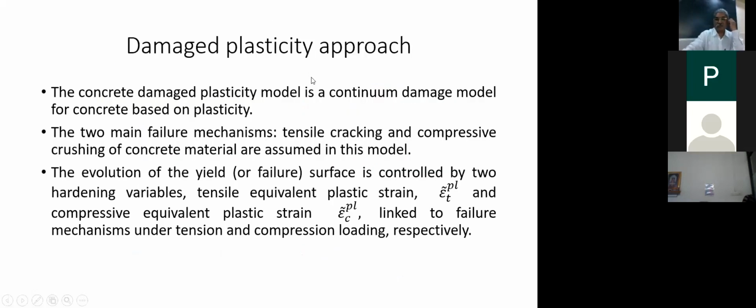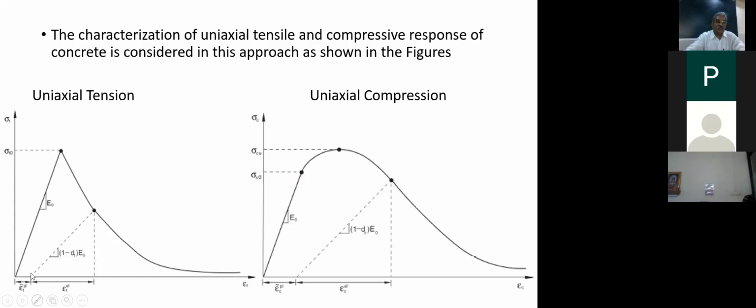Now, damage plasticity approach. The concrete damage plasticity model is a continuum damage model for concrete based on plasticity. The two main failure mechanisms, tensile cracking and compressive crushing of concrete material, are assumed in this model. The evolution of the yield or failure surface is controlled by two hardening variables, tensile equivalent plastic strain, that is epsilon T plastic, and compressive equivalent plastic strain, that is epsilon C plastic, linked to failure mechanisms under tension and compression loading respectively. Here it is depicted, this is uniaxial tension. Here also it is linear up to the failure stress, and then softening starts. In this case, softening is in the form of a curve, not a straight line.